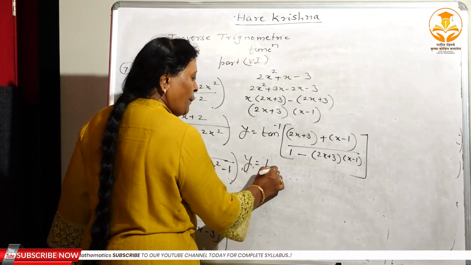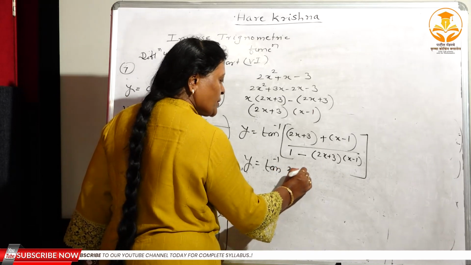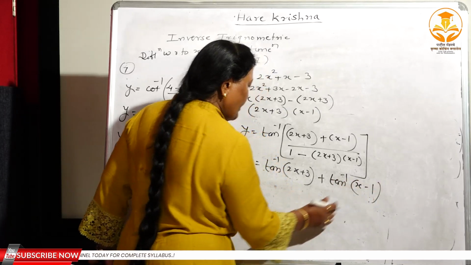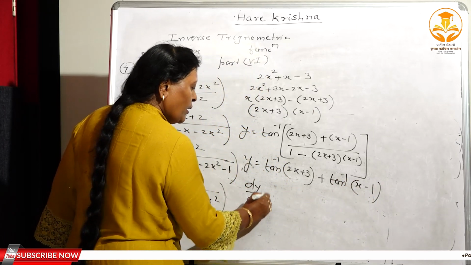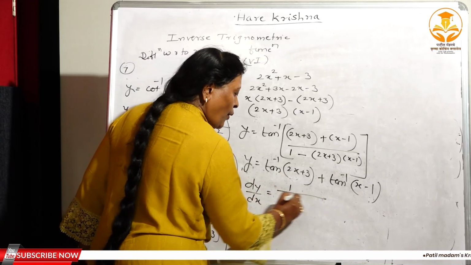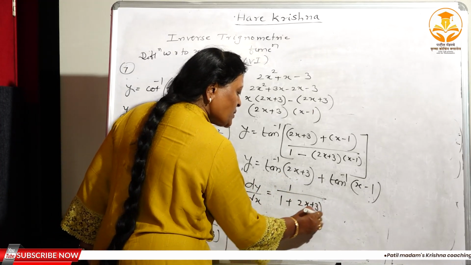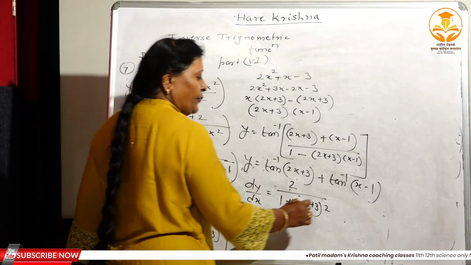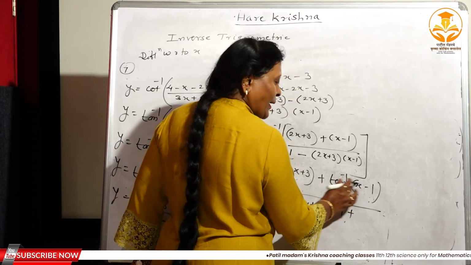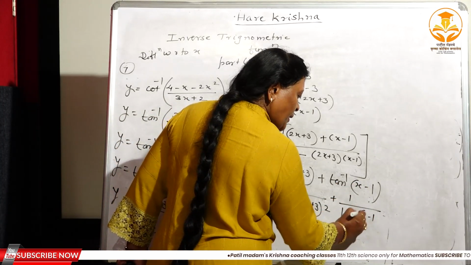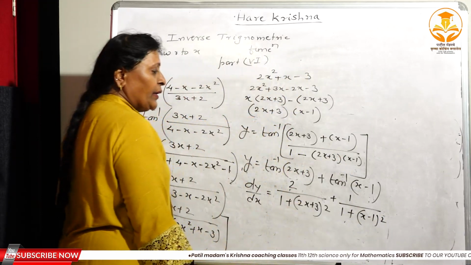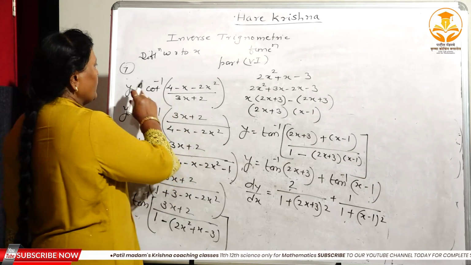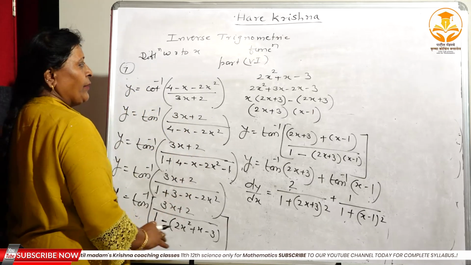Now here you can separate this, that is tan inverse of 2x plus 3 plus tan inverse of x minus 1. Again very very important here, dy by dx. What is the derivative of tan inverse u? 1 upon 1 plus u square, means 2x plus 3 whole square. Don't simplify, right? What is the derivative of 2x? 2, and the derivative of 3 is 0. Again 1 upon 1 plus u square, means x minus 1 whole square, and the derivative of x minus 1 is 1. So this is about the seventh unusual one, and this is again very very important, right?